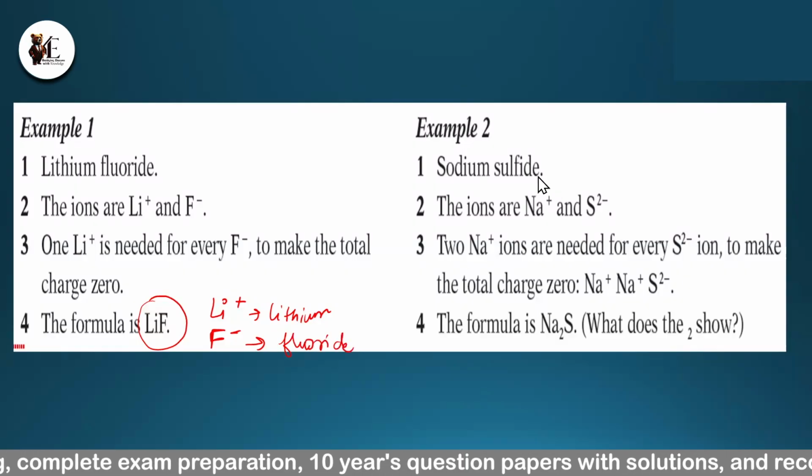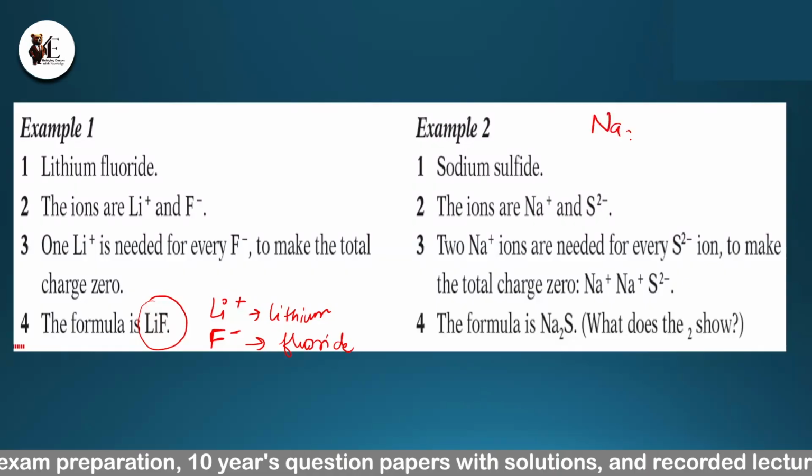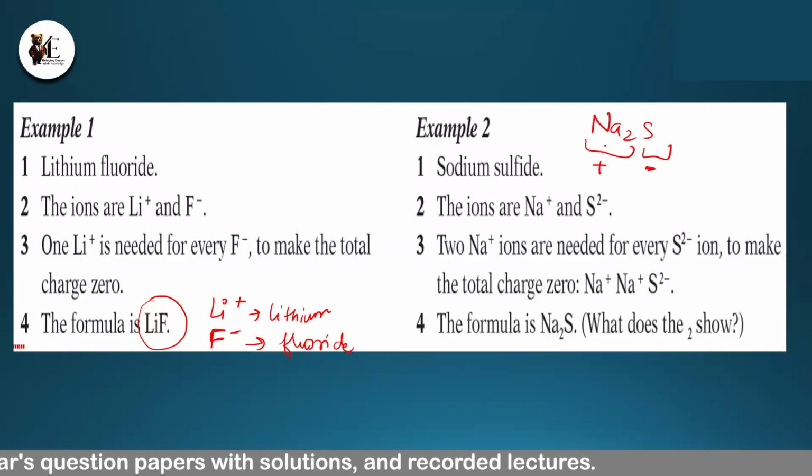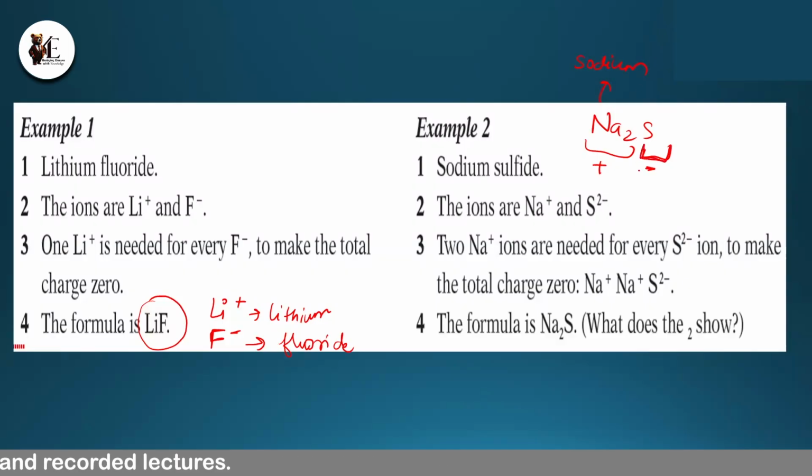Similarly here, if it is Na2S, then the positive part is a metal and the negative part is a non-metal. So the positive part remains as it is, sodium. But here we do not write sulfur because it is a non-metal and it forms a negative ion. So we write sodium sulfide. Right?